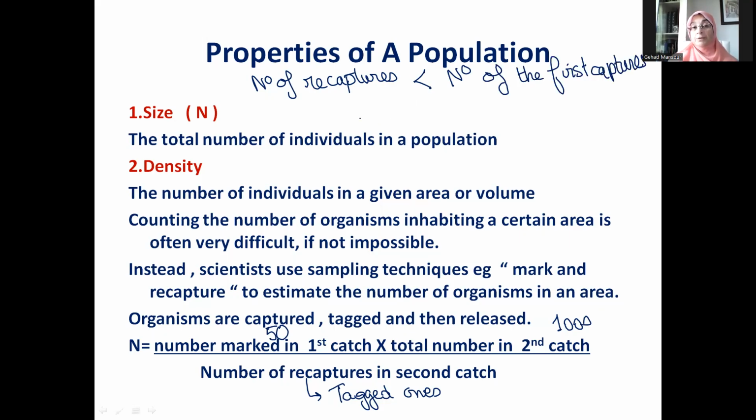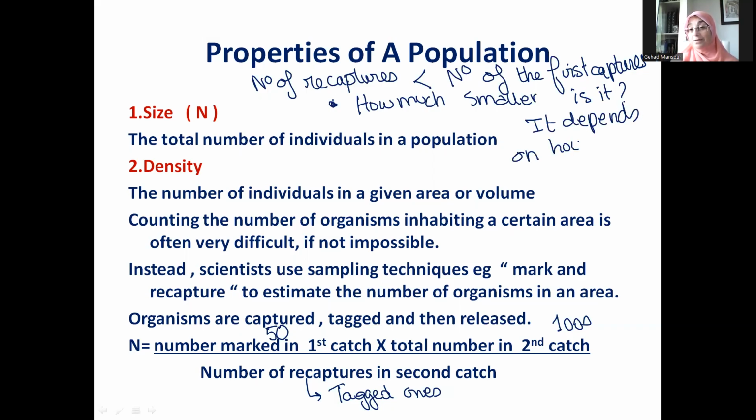Okay, so the big question is, and this would make you understand why the equation is formulated like this: how much smaller? If I ever ask you, how much smaller is it? You would say it depends, of course, on how big the population is.